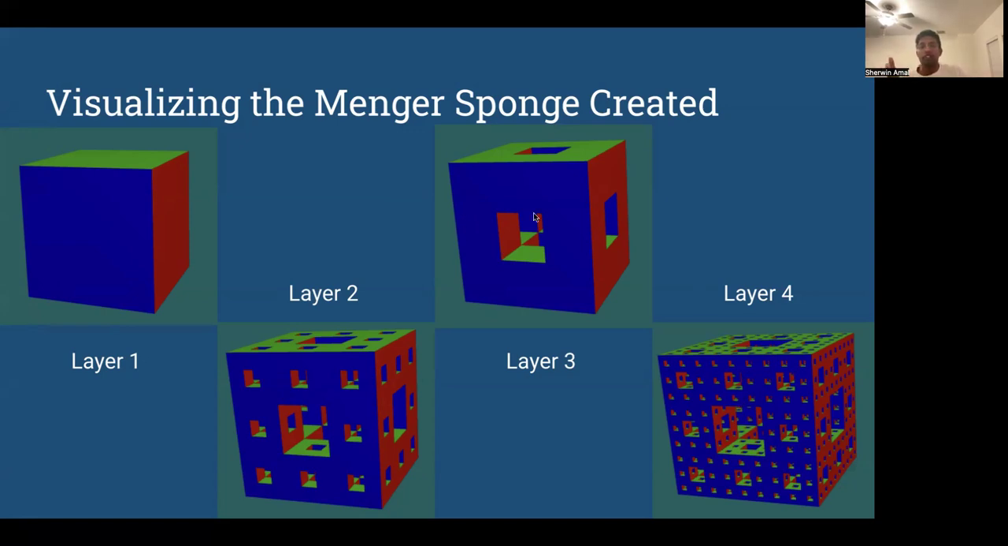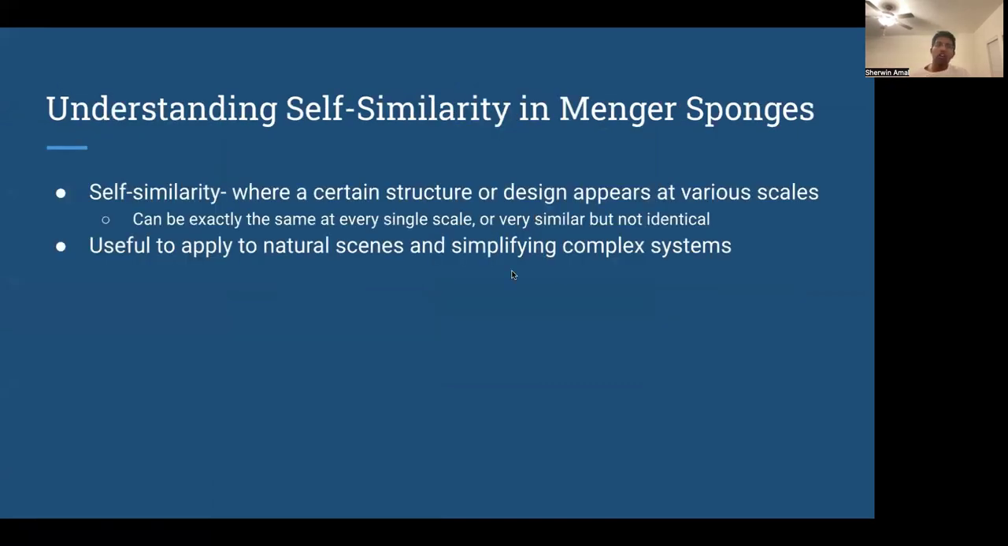And it's a reflection of a very common fractal. In order to understand self-similarity with these Menger sponges, it's basically where a structure appears at various scales, so that it can be applied at every single scale or very similar. Typically in nature, it tries to be similar, but it's not always identical. But for mathematical patterns like the Menger sponges, they're pretty much the exact same regardless of which level it is. It's useful to apply to natural scenes to make any scene more natural, and it's also helpful to simplify the explanation of complex systems and data.